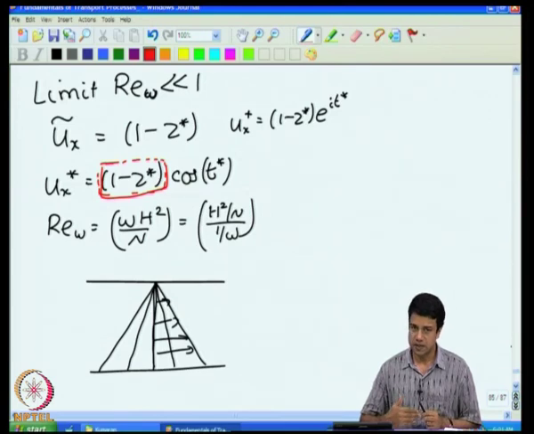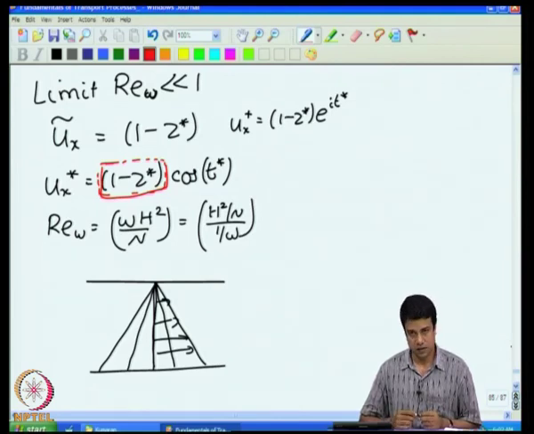Okay. So, basically the solution in the limit Re omega small compared to 1 is the same as the steady solution, except that the velocity at the bottom surface is the instantaneous velocity, a function of time at that particular instant. Whatever the velocity is, that is the maximum velocity at the bottom, and you get a linear velocity profile. And we looked at physically why that is so.